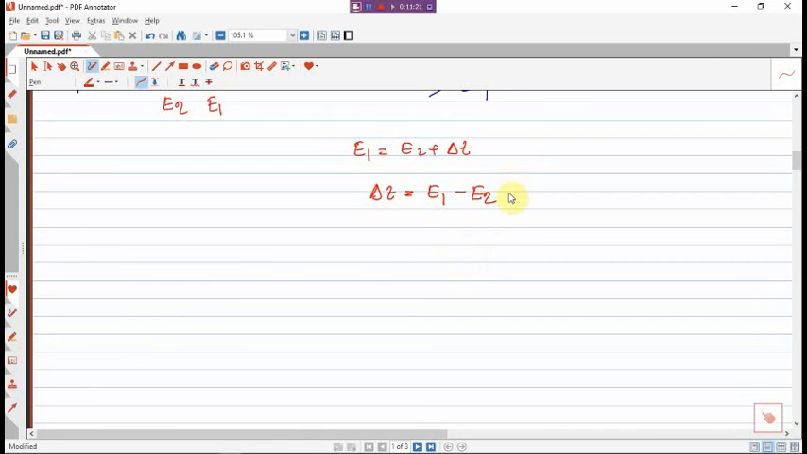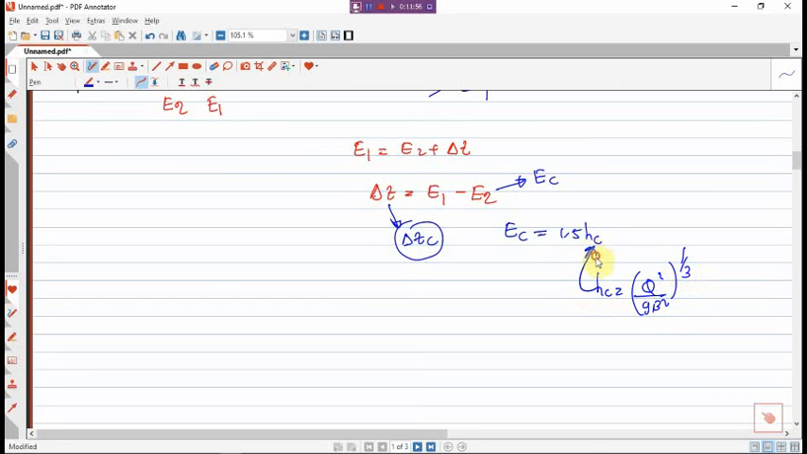So when E2 becomes EC, delta z should become delta zC. So we have to find the EC and substitute it for E2 here, then we can get the delta zC. What is EC? EC is equal to 1.5 times HC. What is HC? We already know the equation: HC is equal to (Q squared over g B squared) to the power 1/3. So from here you can find the HC, then you can find the EC, substitute it for E2 here, then you can find the zC.